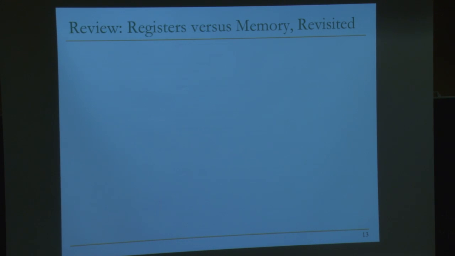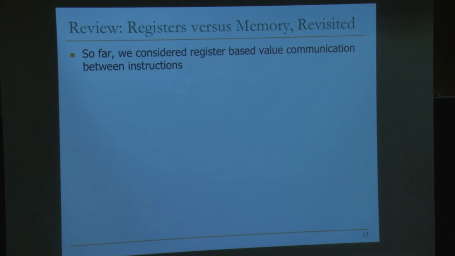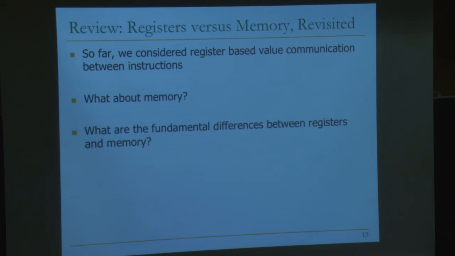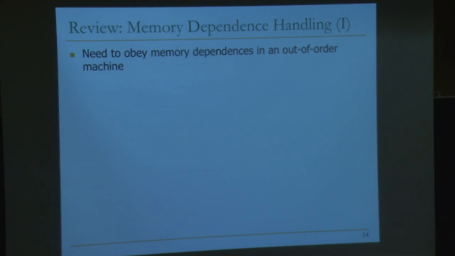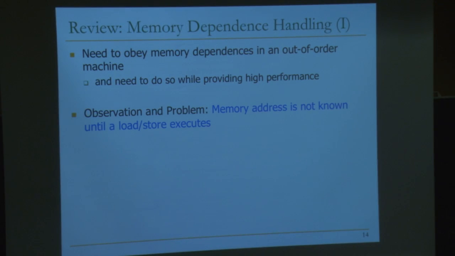And we finished at registers versus memory. Remember, there's a fundamental difference between registers versus memory, and you know the three fundamental differences. I've covered this several times. I'll flash it again. Register dependence is known statically. State is small. And register state is not visible to other processors. Right? And this leads to how we handle memory dependencies differently.